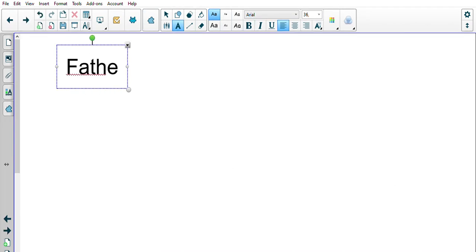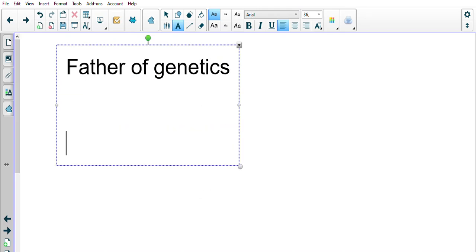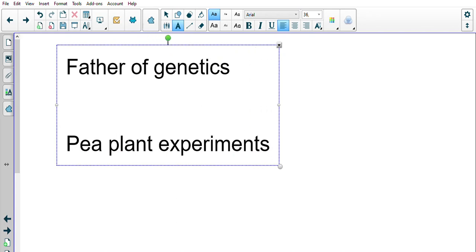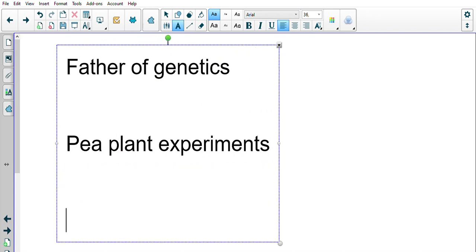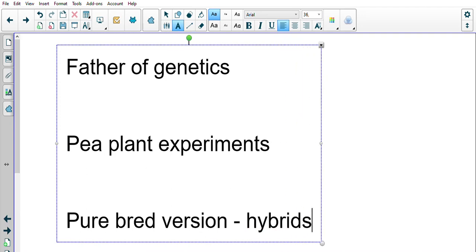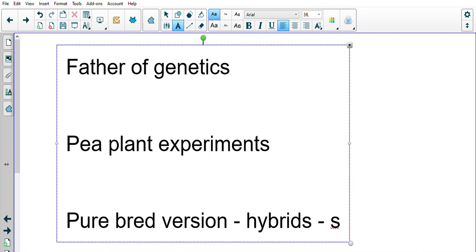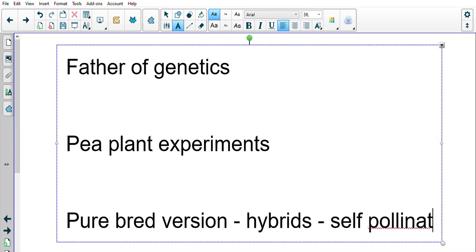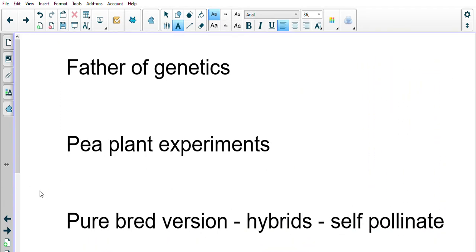So we know that he is kind of considered the father of genetics. How did he get his knowledge? He did plant experiments. That was physically what he did. He took purebred versions of things such as the pea color, the pea shape, the height of where the flower is, the flower color, all those kind of versions, and he then created hybrids. And then after the first generation, he made them self-pollinate. So that was essentially what he did.